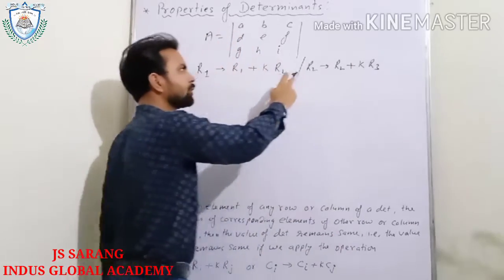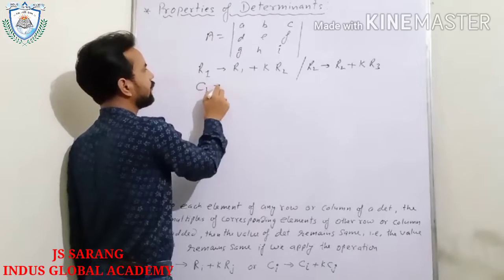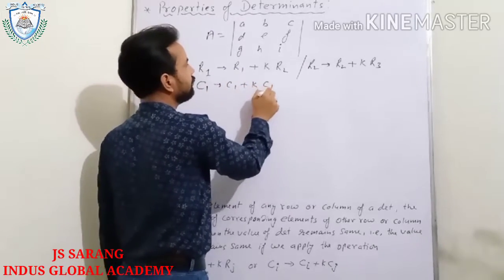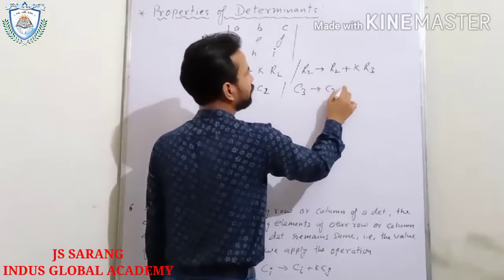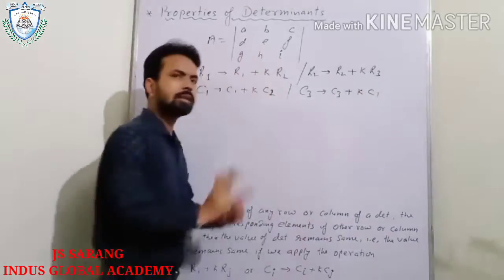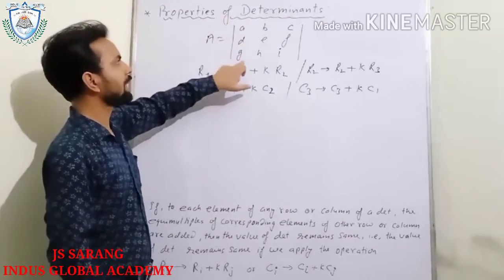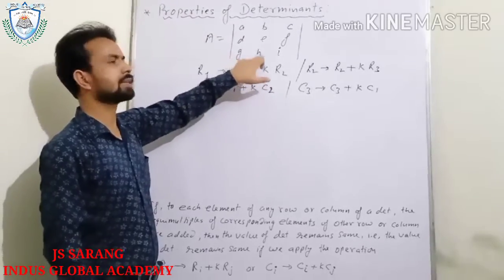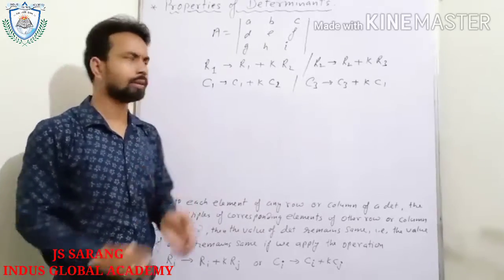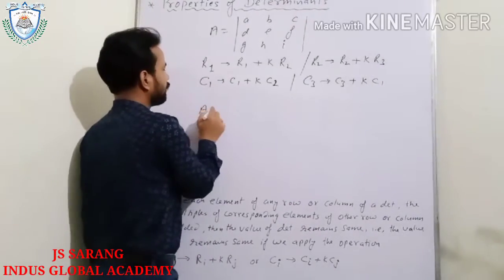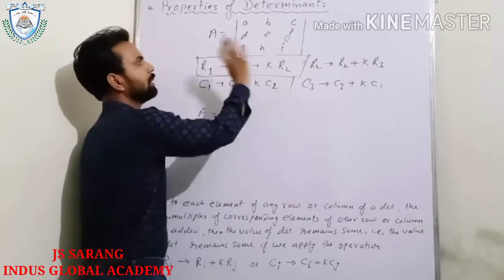Clear? This operation we can implement in columns also. For example, C1 tends to C1 plus K C2, or C3 tends to C3 plus K C1. It means if we add the second row, multiplied by K, to the first row, then the value of the determinant will remain the same. Understood? How? If we implement this operation, which operation? R1 tends to R1 plus K R2.